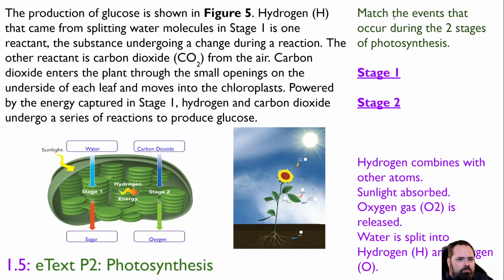Again, I want you to match the events that occur in the two stages of photosynthesis, noting that I misidentified where these are at, right? So, we got stage 1, stage 2. Hydrogen combines with other atoms, sunlight is absorbed, oxygen gas, O2, is released, and water is split into hydrogen and oxygen.